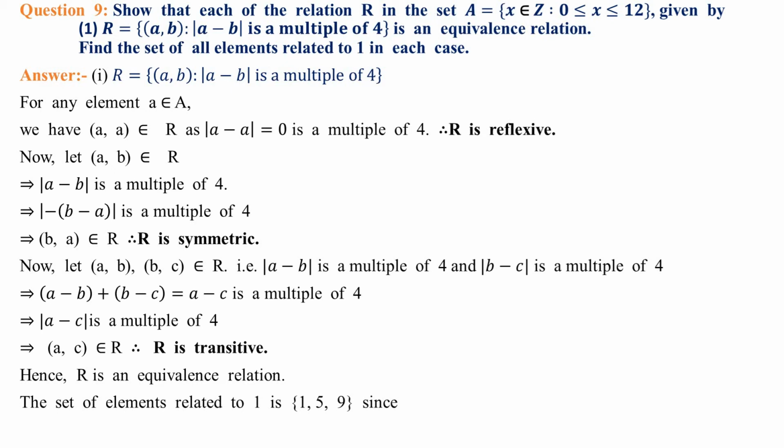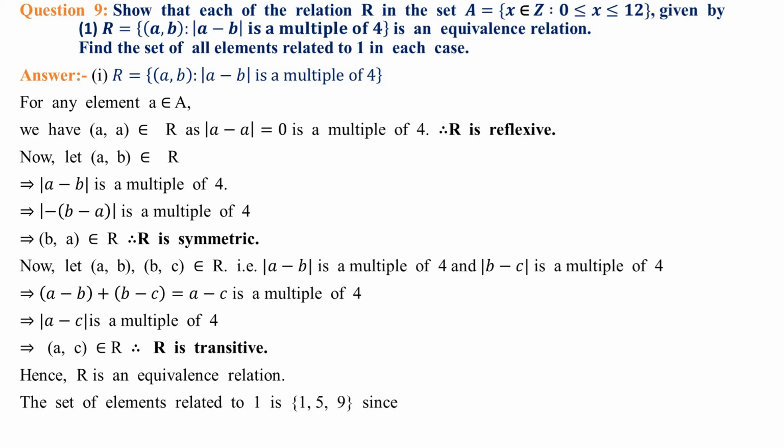Okay, next modulus of 5 minus 1. The modulus of 5 minus 1 is equal to 4. So 4 is a multiple of 4. Okay, next 9 minus 1. So 9 minus 1 is equal to 8. So 8 is a multiple of 4 because 8 is equal to 2 into 4. So the set of elements related to 1 is {1, 5, 9}.